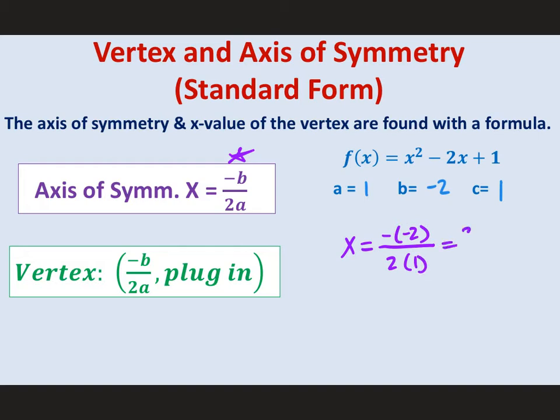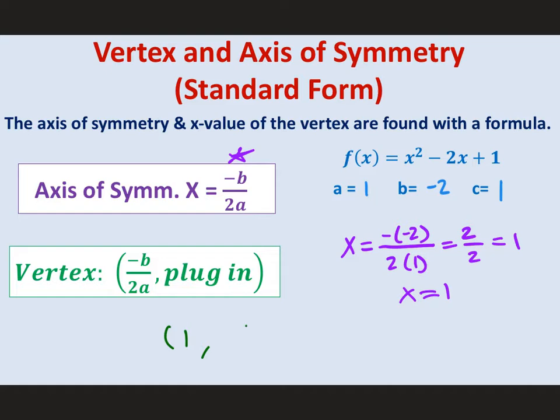Negative negative 2 becomes positive 2. 2 times 1 becomes 2. 2 over 2 becomes 1. This gives us x equals 1. This is our axis of symmetry. And remember what we said before, the axis of symmetry is just the x value from our vertex. 1, that was our x value from our vertex.